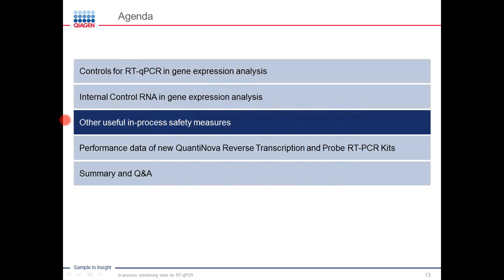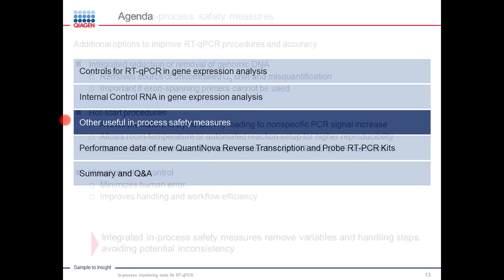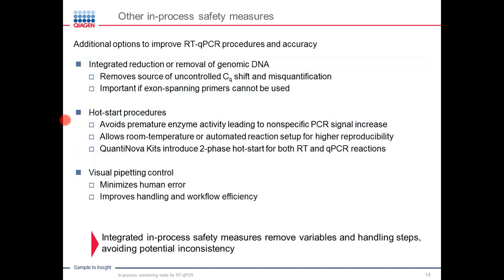Besides internal controls that will confirm the performance of our assays, there are other useful safety measures that can be included in quantitative RT-PCR to improve the precision and reproducibility of our results. Here are three other things I want to mention. One thing that is extremely useful is to integrate the removal of genomic DNA. I'm going to go into a little more detail about this topic.